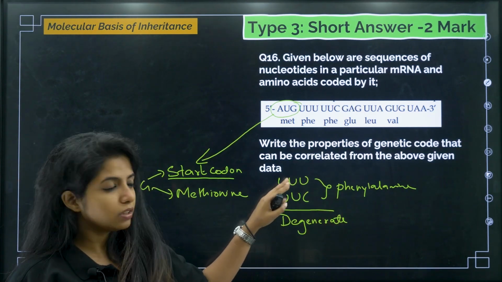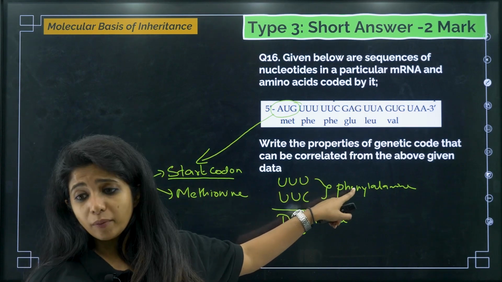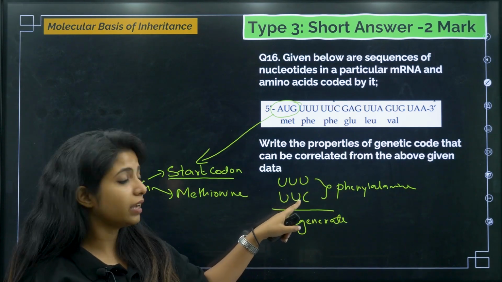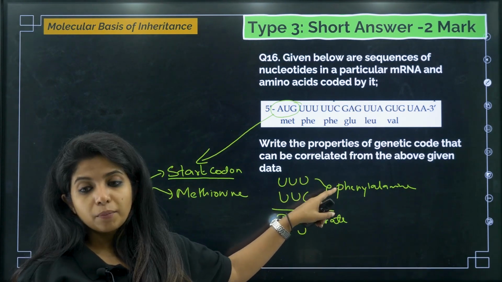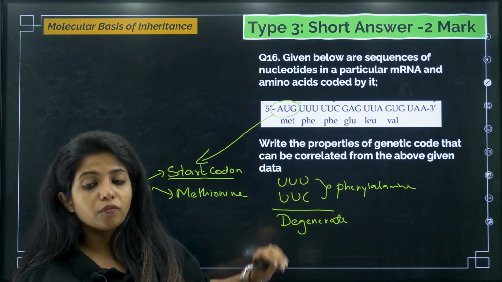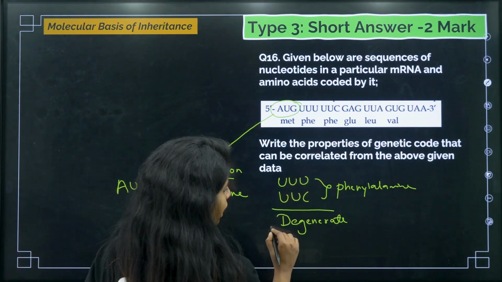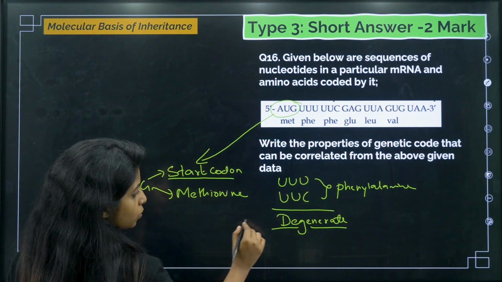This particular codon is thinking that it is coding for phenylalanine. This one is also thinking that it is coding for phenylalanine, but they do not know that both of them are actually coding for phenylalanine. So this is the degenerate character of the genetic code. So this is one character.